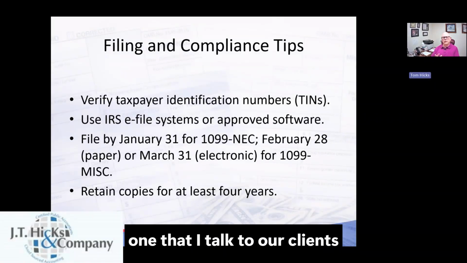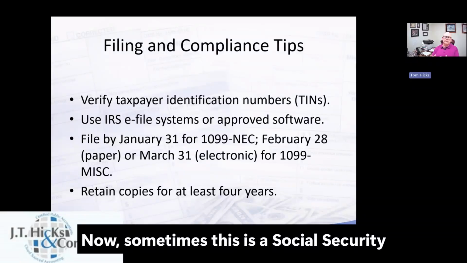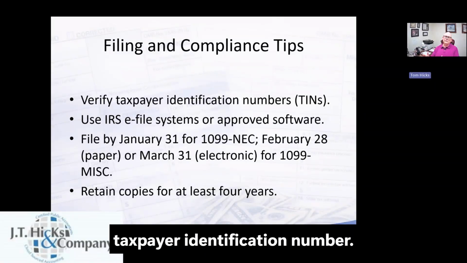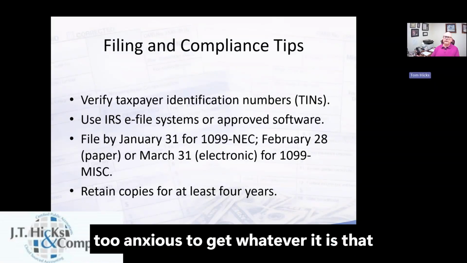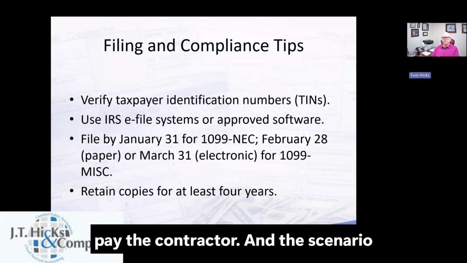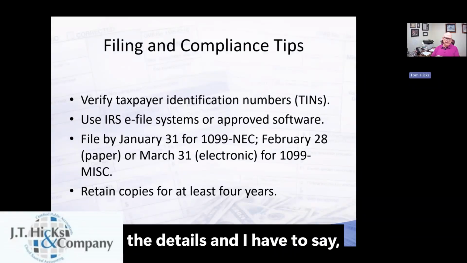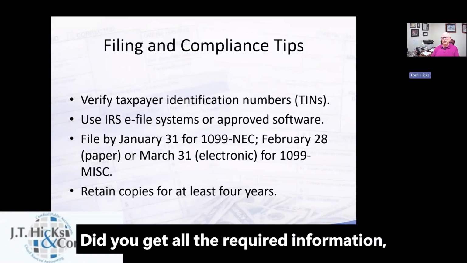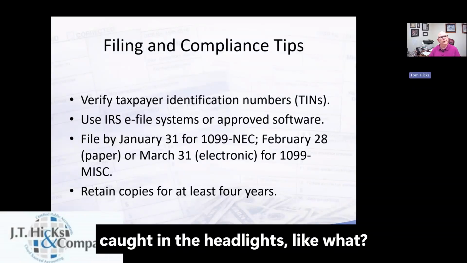This is one that I talk to our clients about quite a lot, getting taxpayer identification numbers. Sometimes this is a Social Security number, sometimes it's an EIN number, sometimes it's called a TIN or a taxpayer identification number. And too many of my business owners are too anxious to get whatever it is that this contractor or provider is going to do for you done, and they pay the contractor. And the scenario looks like this. Come February, you're sitting in my office and I'm looking over the details, and I have to say, hey, we've got to issue 1099s. Did you get all the required information, name, address, and taxpayer identification number, Social Security number? And you look at me like that deer caught in the headlights, like, what?